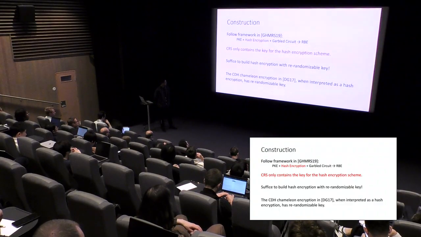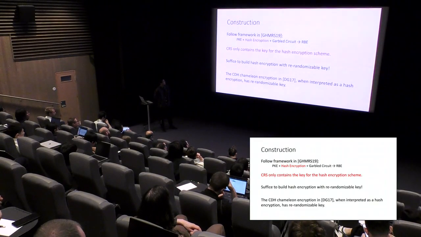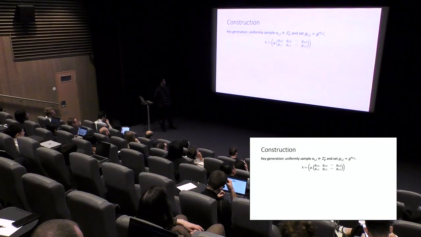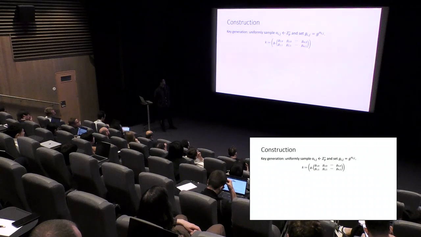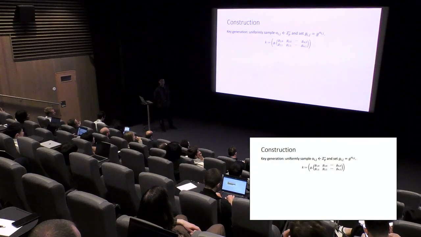And we observe again that the CDH chameleon encryption in identity-based encryption, in the paper "Identity-Based Encryption from Diffie-Hellman Assumption", when interpreted as a hash encryption, indeed has a re-randomizable key. And how does the key look like? Well, first of all, we work in a cyclic group of prime order P, where G is a generator of the group. And the key simply consists of the generator G together with the 2-by-n matrices, where each element of the matrix is uniformly sampled from the non-identity elements of the group.